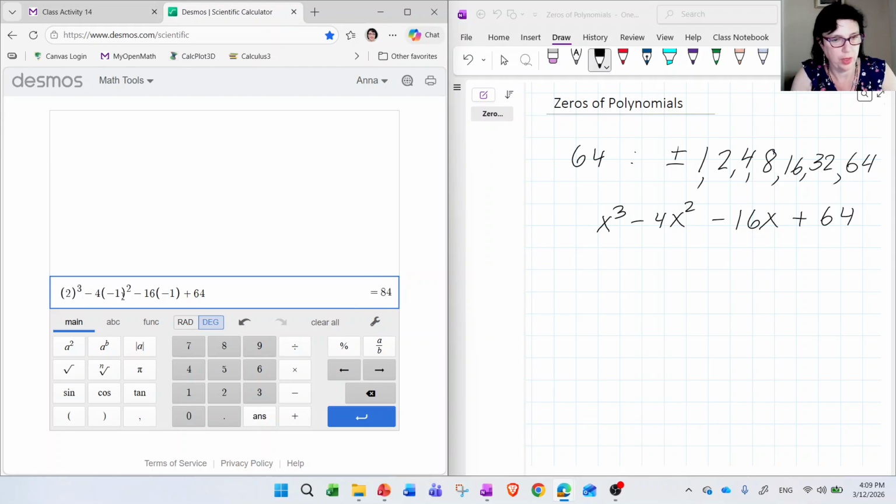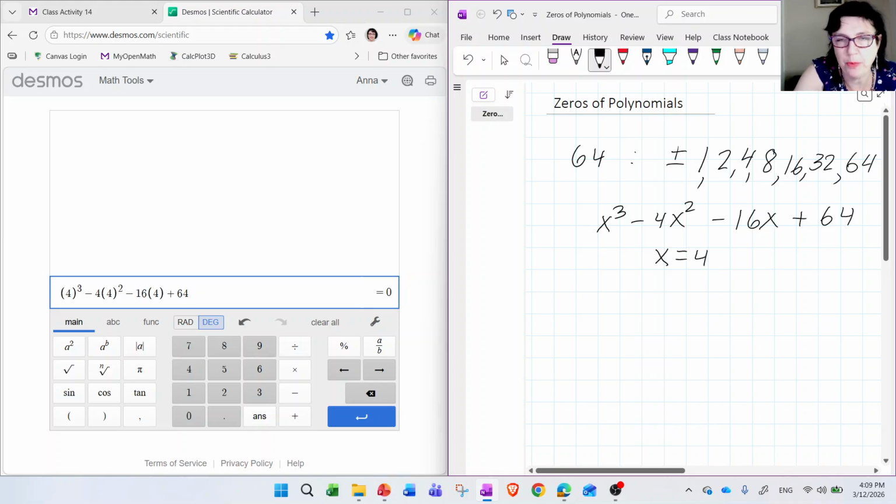How about 2? Inside the parentheses, we'll just replace it with 2. Not working. How about negative 2? Hopefully we won't have to look for longer than that. That doesn't work either. Okay, let's try 4. You have to be methodical. Like this is the only thing you can do. And 4 works. You can see that 4 gives you 0, which means that we already found one.